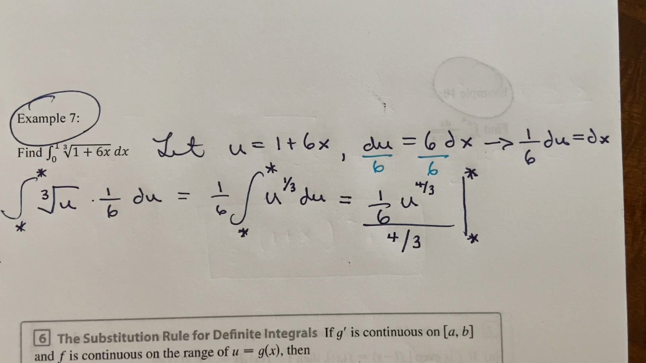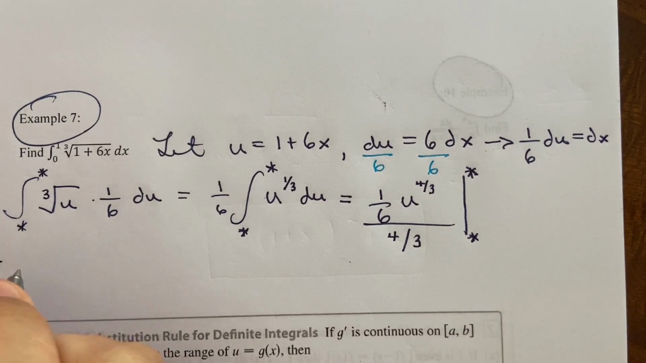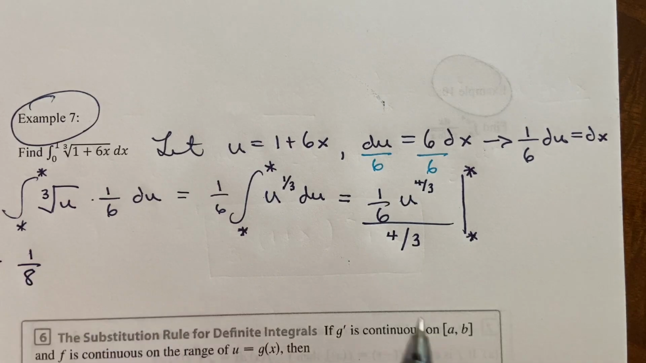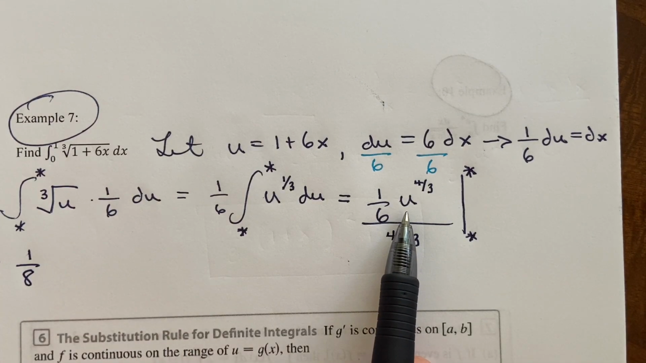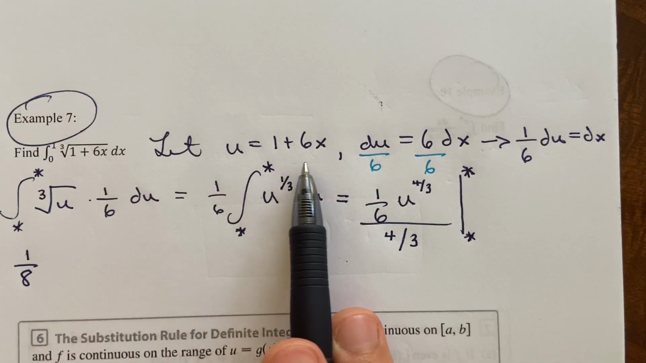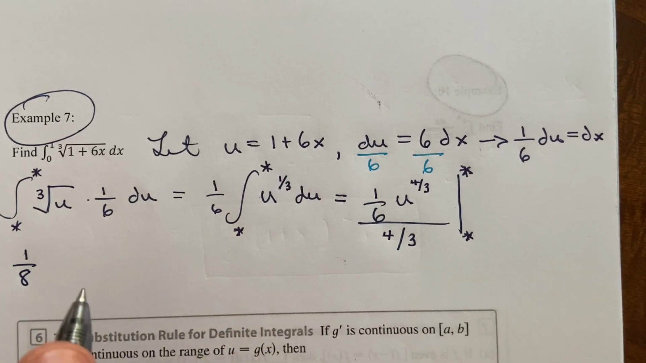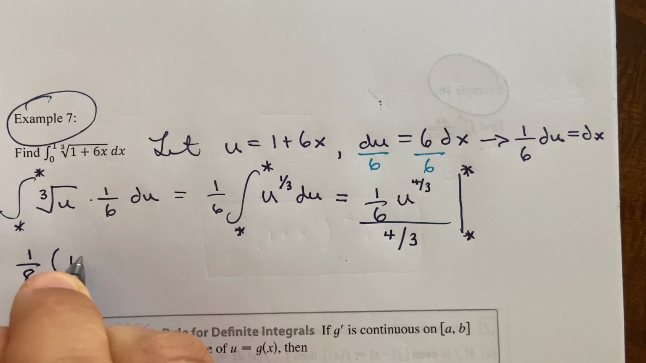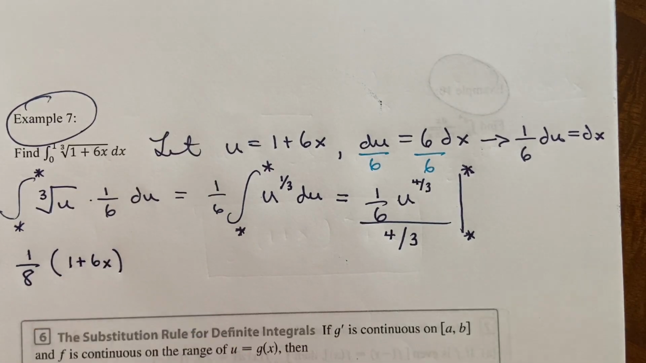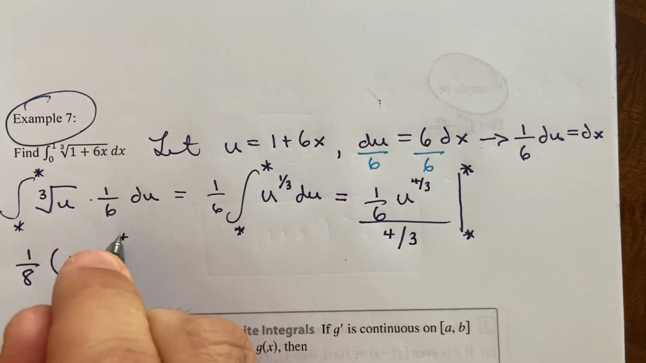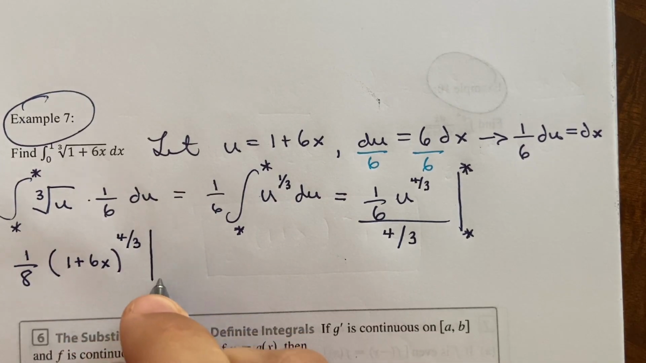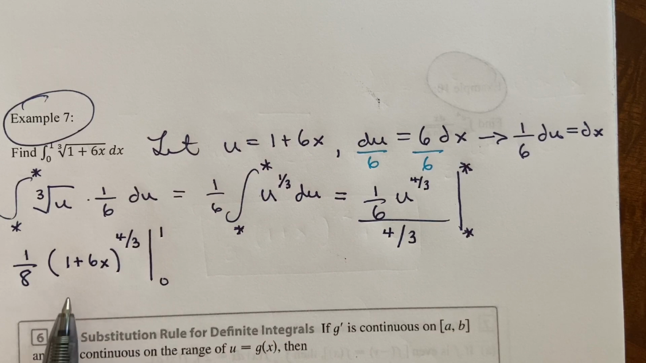1/8. So we'll have 1/8 u, I'll go ahead and rewrite it. So now we want to go back to x's. Okay, so I'll have 1/8 of 1 plus 6x raised to the 4/3. And then I'll evaluate that from 0 to 1 since that was our original limits.